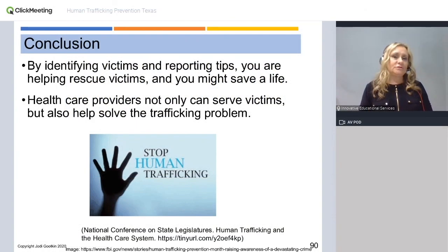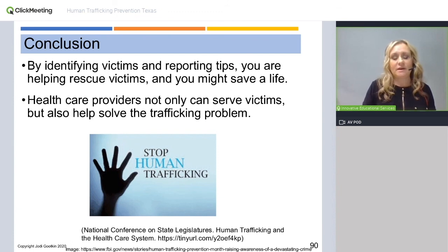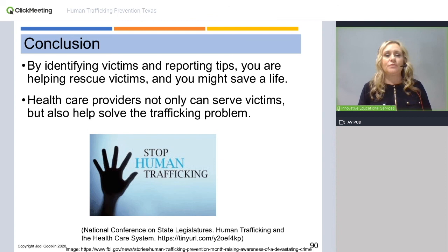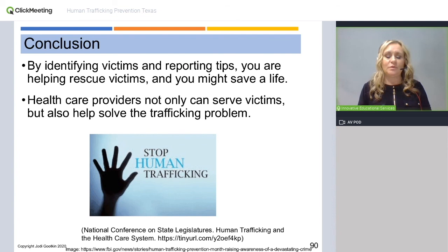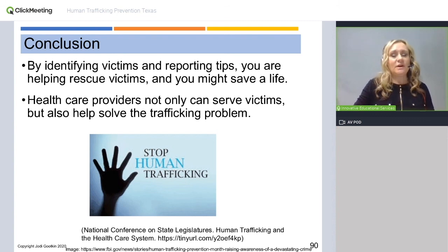The healthcare professional's role in anti-trafficking efforts is to be vigilant in recognizing the red flags and identifying potential victims, and to create environments where individuals feel safe and comfortable. We play a significant role in reporting tips, and we should understand the opportunity we have to connect victims with resources in the community to help them rebuild their lives. By identifying victims and reporting tips, we are helping rescue them, and you might save a life.